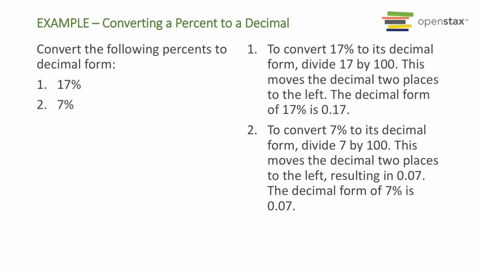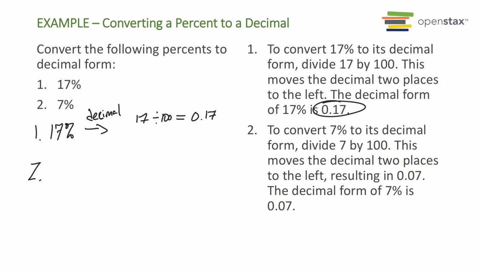Convert the following to decimal form. For example, 17% to decimal form would be 17 divided by 100, which is 0.17. And that's what they've written over here to show you. And in number 2, 7% to decimal would be taking 7 and dividing it by 100, and that's equal to 0.07.